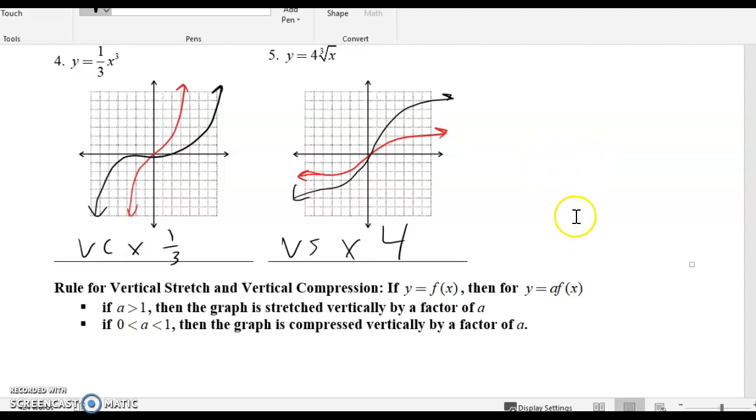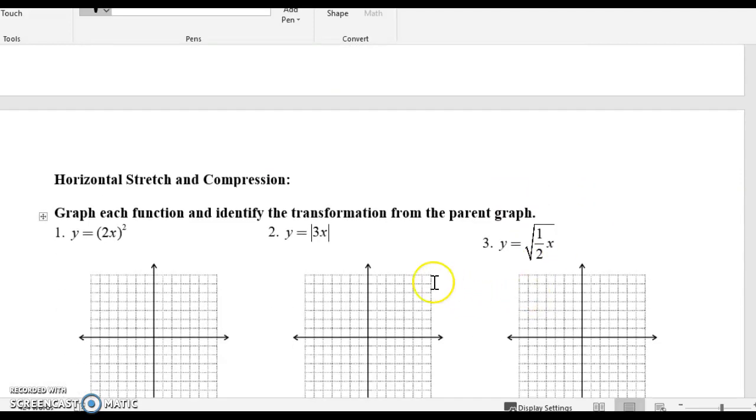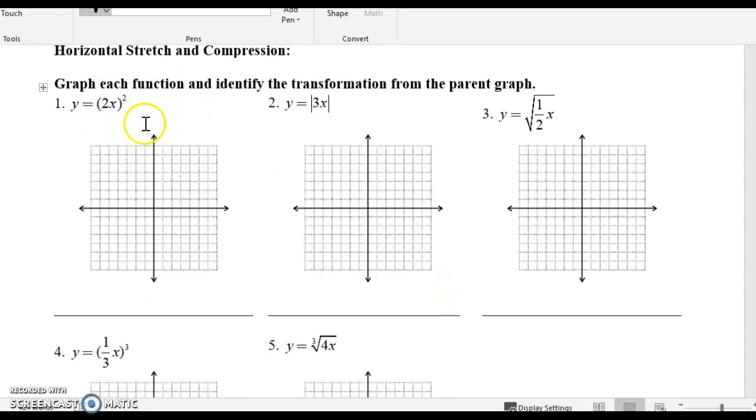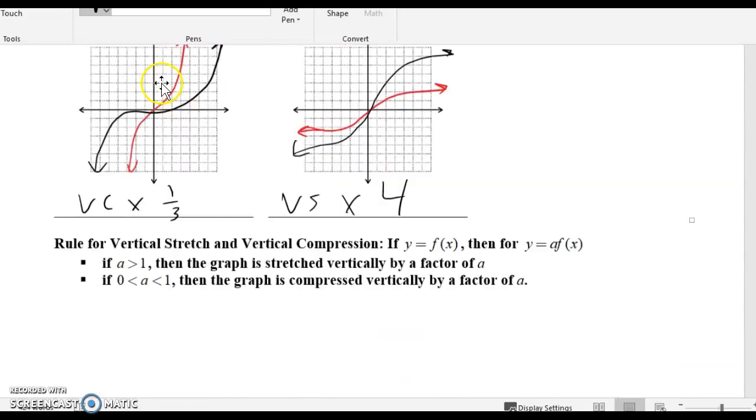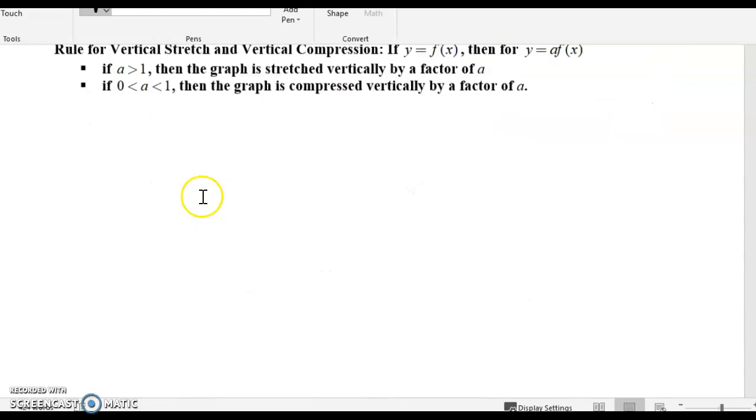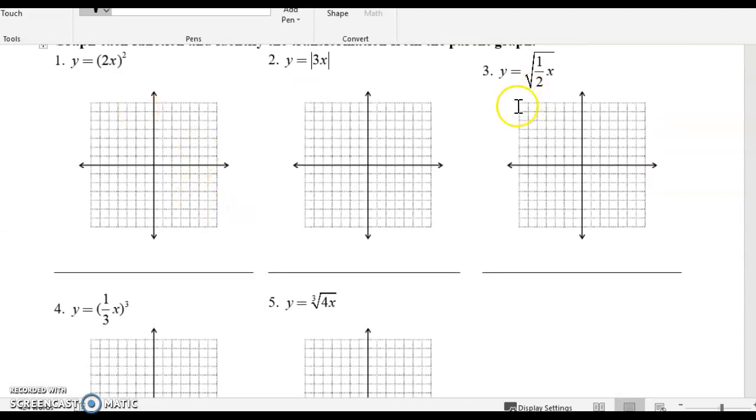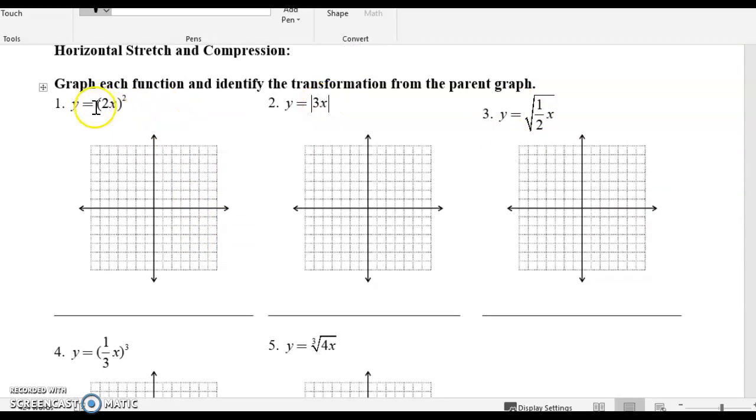It has nothing to do with the stretch or compression. So now we get into horizontal stretch and compression. Notice, compare where the numbers were from these 5 questions to where they are here. All these things are on the inside. That's what makes it something horizontal. Remember I said anything that's on the outside is something vertical. If the number's on the inside, it's something horizontal.